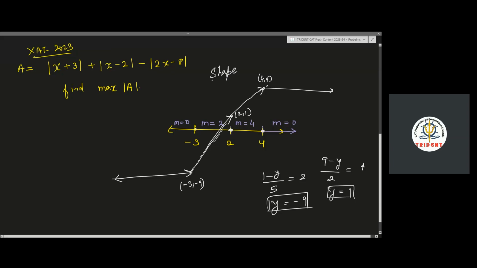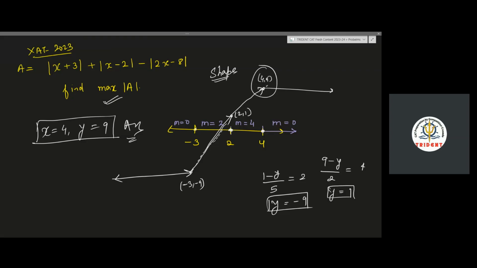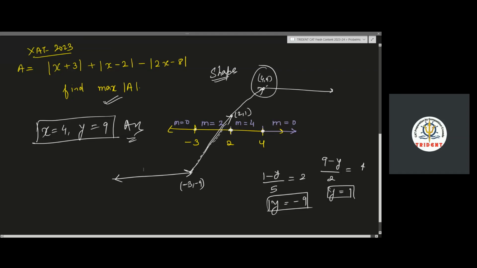If you can predict the shape of the graph, you can see that at x = 4 it gets a maximum value. At x = 4, y is 9, and that is going to be my answer. Any other explanation, anything of that sort, is not required. This is the answer. Okay, so yeah, it was an interesting one. I hope you enjoyed it. Thank you.